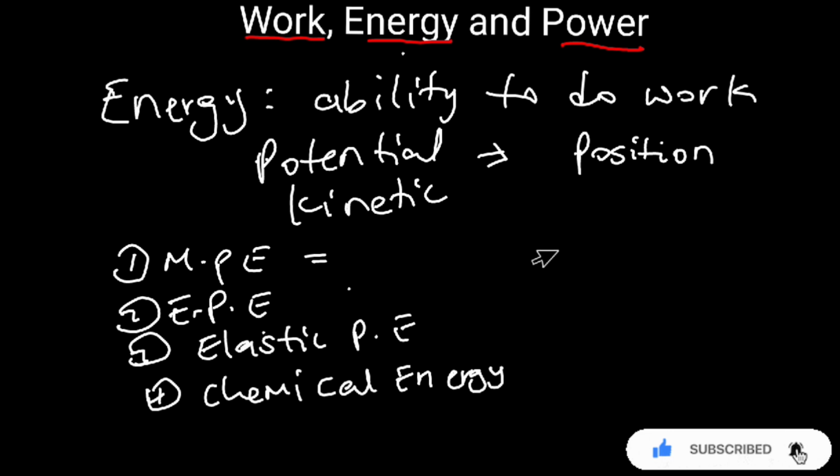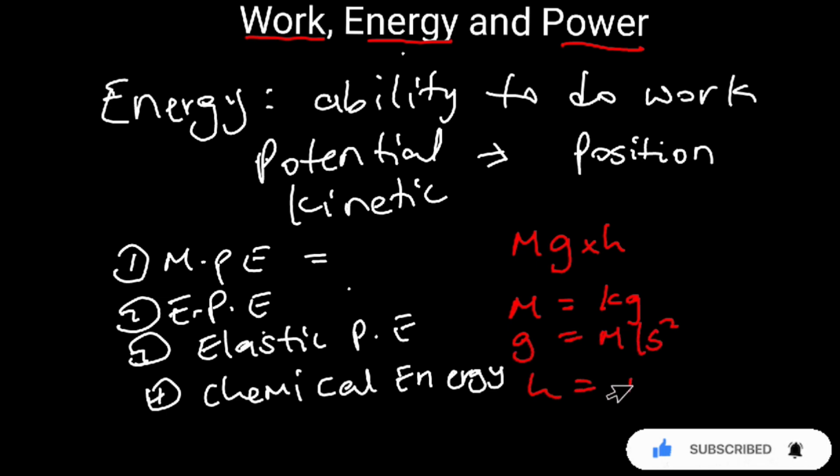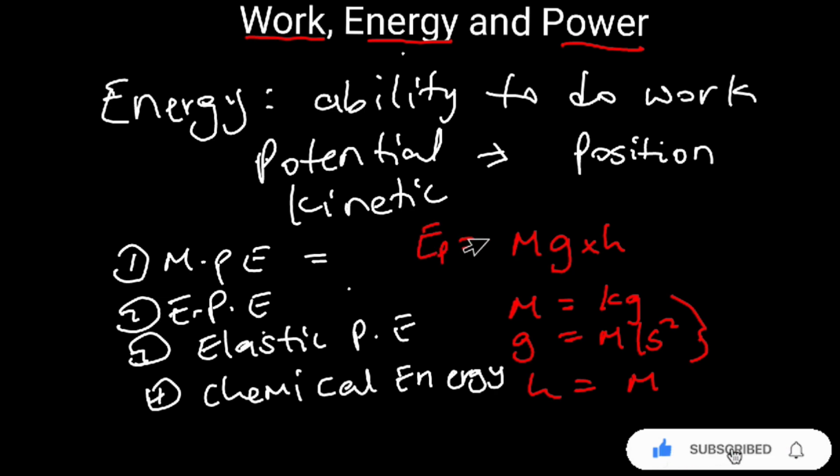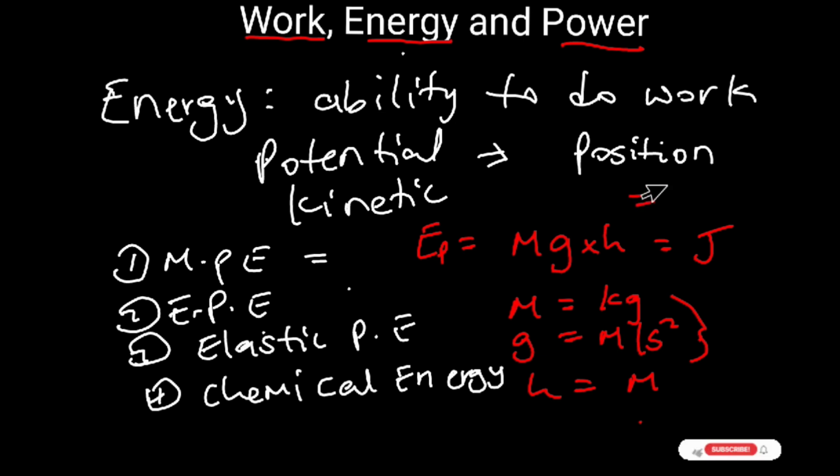And the formula for this potential energy is given by mass of the body times acceleration due to gravity, and then times height, where mass is in kilogram, acceleration due to gravity is in meter per second square, and then height is in meters. These are the base units of these parameters. And so the unit of this potential energy, let me write it as EP, is joules, and the same is applicable to the unit of work. The unit of work is also joules.